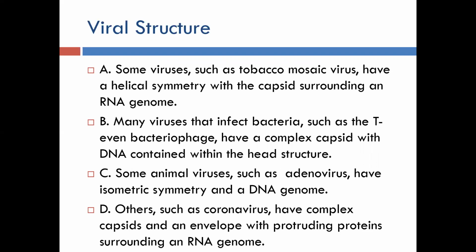There are some animal viruses, such as the adenovirus. They have isometric symmetry and a DNA genome, and others, such as coronavirus, have complex capsids and an envelope with protruding proteins that surrounds an RNA genome.